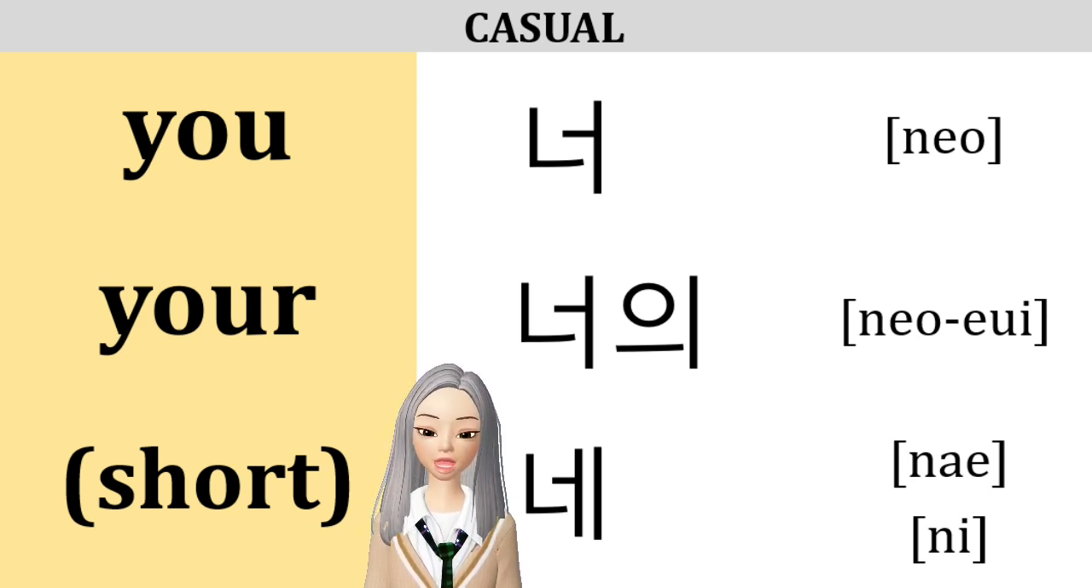Your becomes 너의. Now let's make that into a short form. It becomes 내. It sounds the same as my, which was also 내, but it's spelled a bit differently. See, the vowel is different. But in casual conversations, instead of 내, we say 네 for your, but not for my. It's only for your. 네.